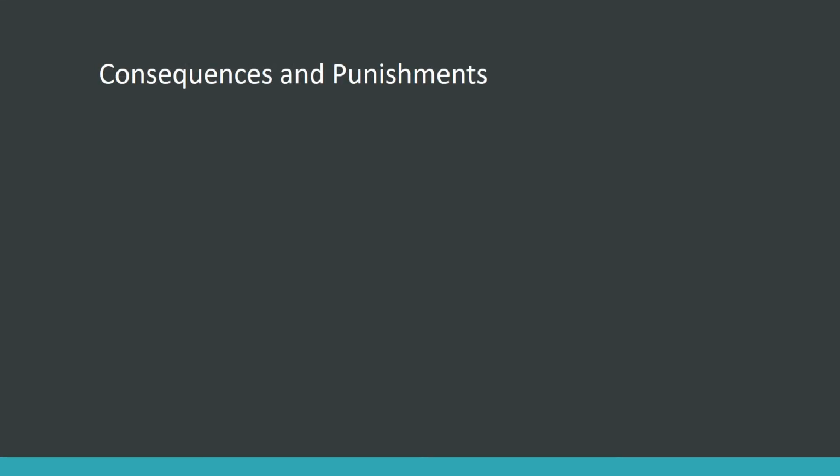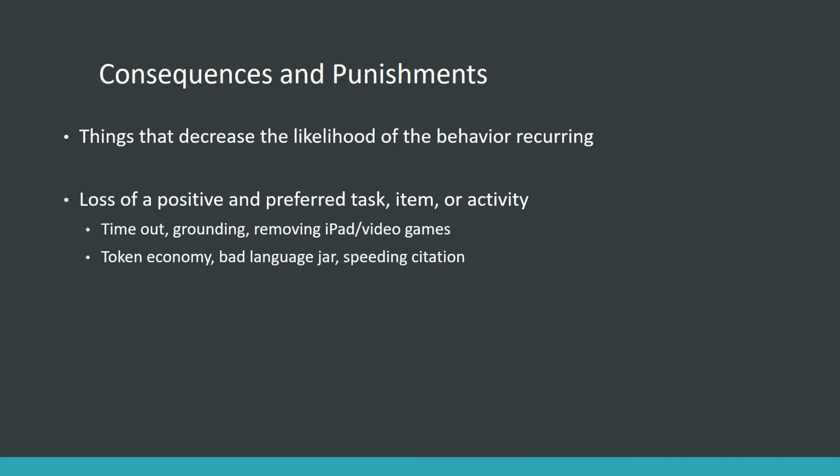The next component is consequences and punishments. These are things that decrease the likelihood of the behavior recurring. These are typically things that include a loss of a positive or preferred task, item, or activity. So things like timeout or grounding or taking away video games, iPad time. You can also look at these from a token economy. So you lose out on some of your allowance, or you've got a bad language jar. For us adults, it could be like a speeding ticket. And again, these are things that decrease the likelihood.